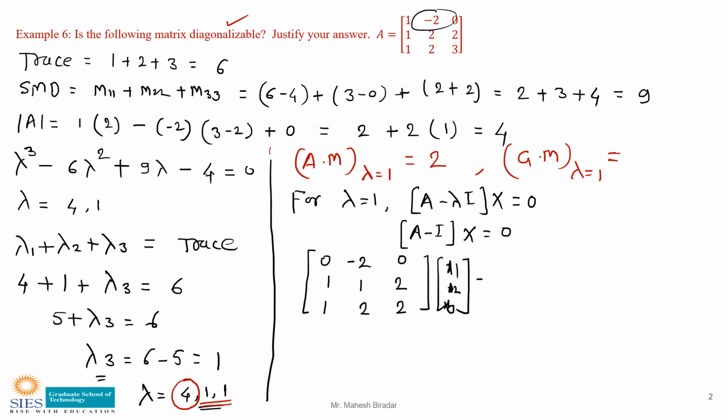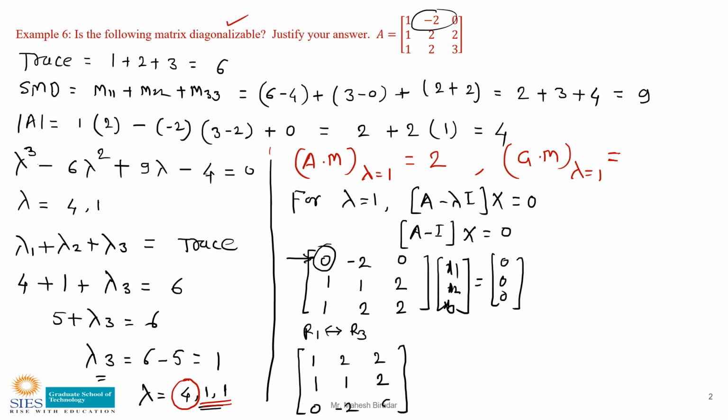As you all know, if the eigenvalue is repeated, then you need to reduce the coefficient matrix by using row echelon form. So here this element has to be a non-zero element. So I'm going to switch R1 and R3. If I switch R1 and R3, the first row is now 1, 2, 2. Second is 1, 1, 2. And third is 0, minus 2 and 0, into x1, x2, x3 is equal to 0, 0, 0.